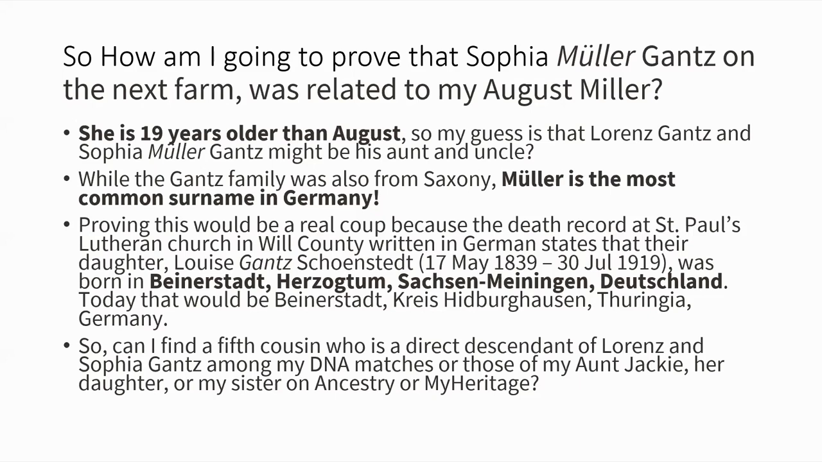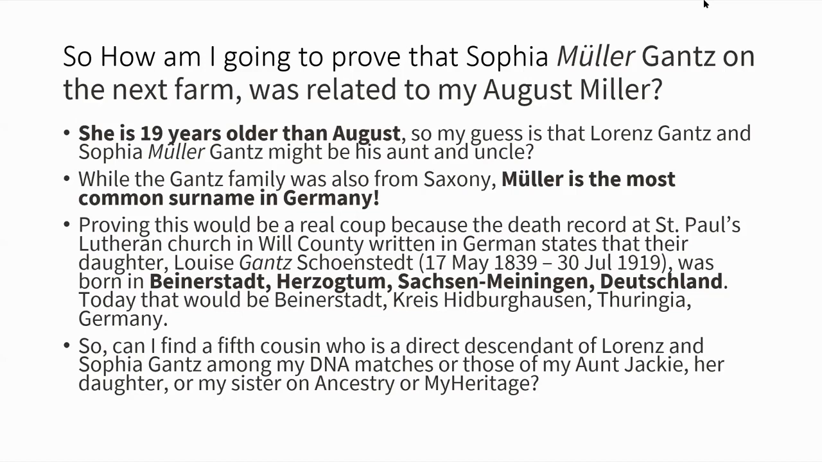But while the Gantz family was also from Saxony, Miller is the most common surname in Germany, so that doesn't necessarily mean anything. Proving this, though, would be a real coup, because the death record at St. Paul's Lutheran Church in Will County, written in German, states that their daughter, Louise Gantz Schoenstein, was born in Beinerstadt, Sachsen-Meiningen, Deutschland. Today, that would be Beinerstadt, Kreis Hildburghausen, Thuringen, Germany. I probably didn't pronounce some of these right.